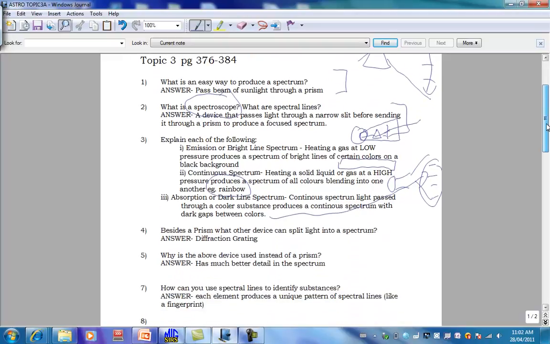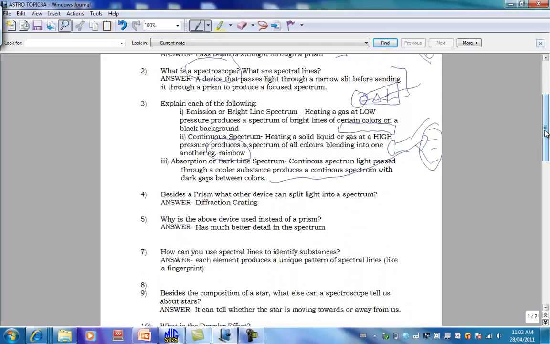Let's keep going. Number 4, besides a prism, what else can we use to create a spectrum? Well, I just mentioned that in the previous question. Diffraction gratings can do this. Light goes through a tiny slit and then spreads out again beyond that diffraction grating, and that can create a spectrum. Why is a diffraction grating used sometimes instead of a prism? Often it has a little bit better detail in the spectrum.